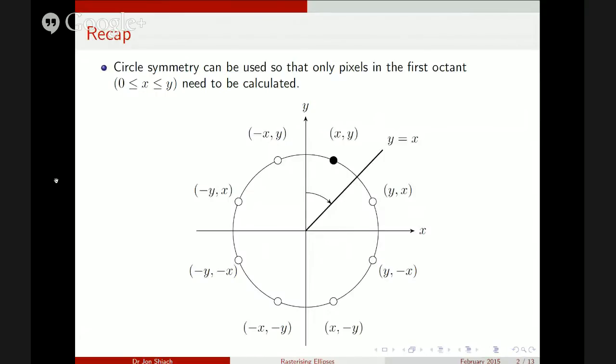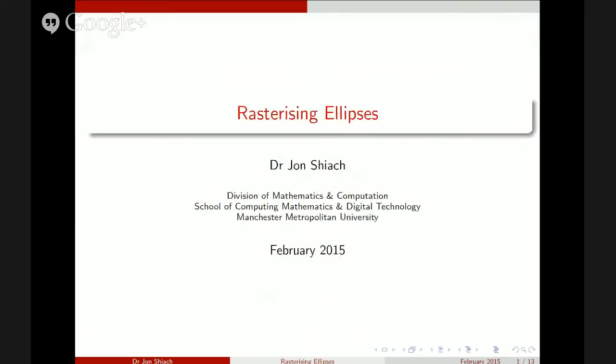It's on page 72. Okay, so we're going to be looking at rasterizing ellipses, and this is the last thing we're going to be doing with rasterizing lines. We're going to continue on to filling next week, and also we'll start on lighting. Okay, so we're starting to build up.